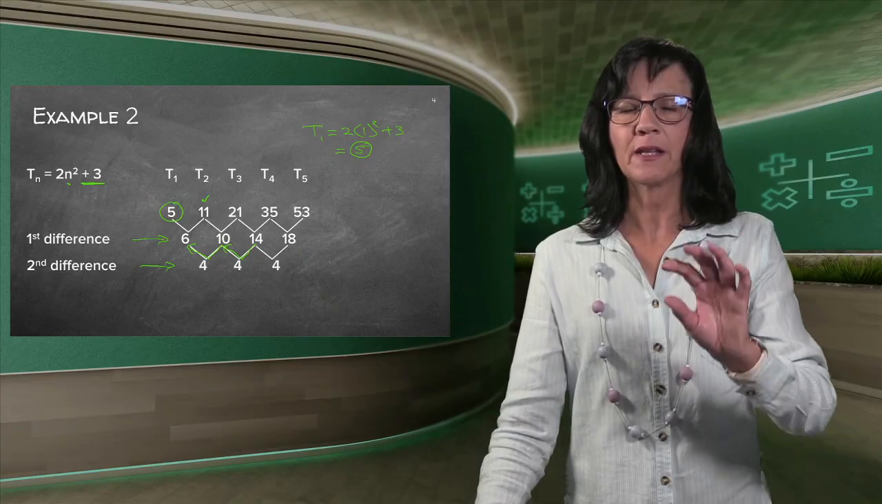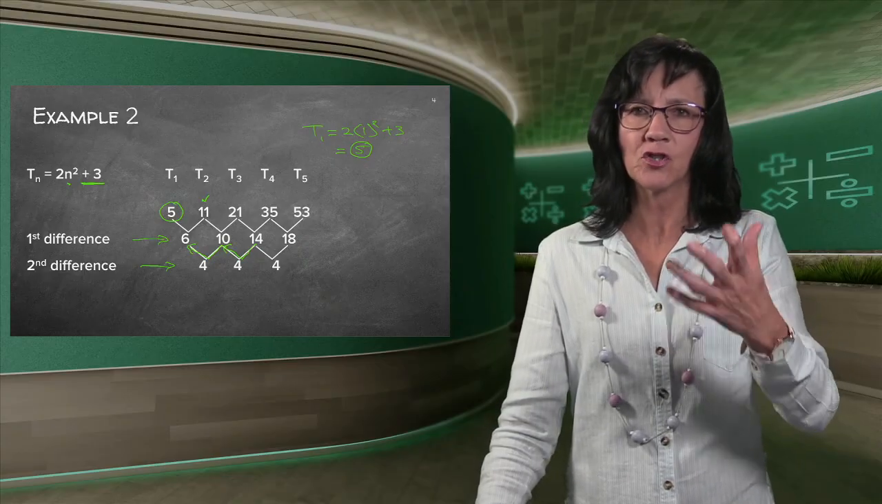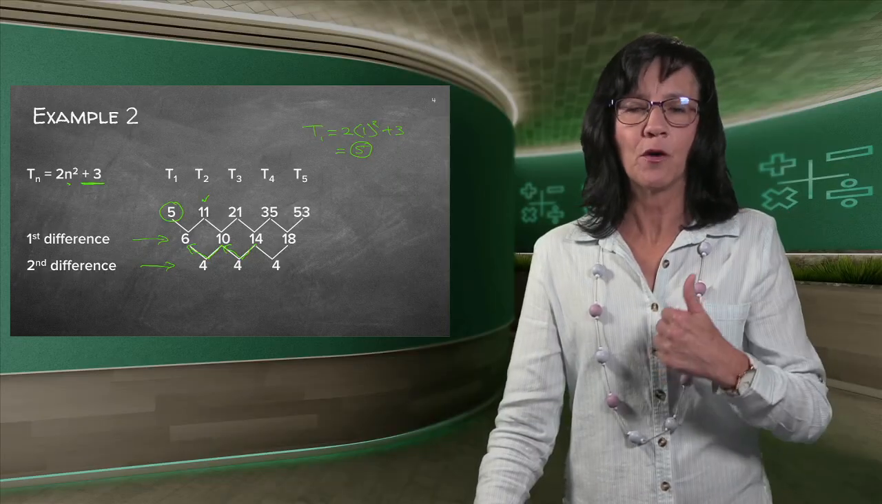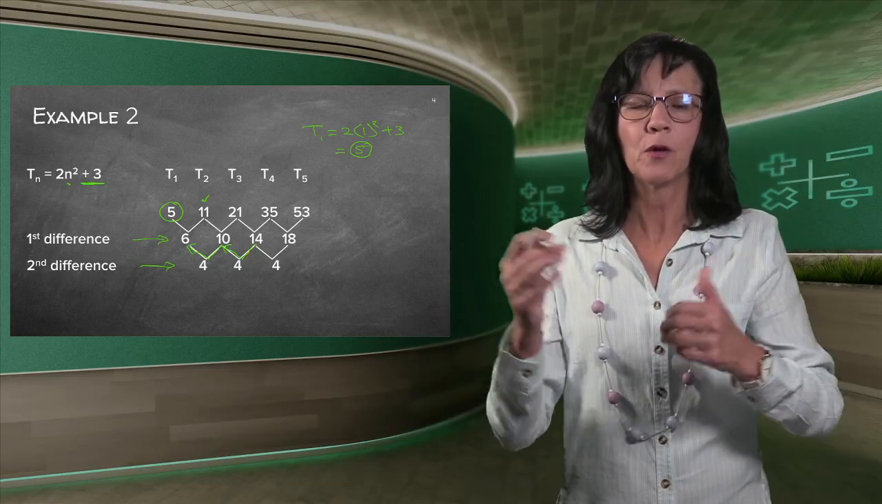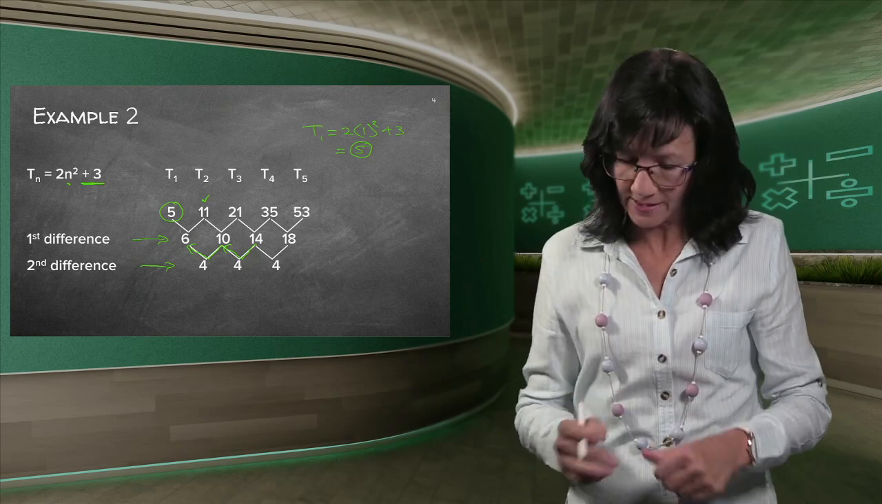So it seems to me that if I take any squarey equation, n squared or 2n squared plus 3, if I work it out and I write down my sequence, there will always be a second difference that is exactly the same.